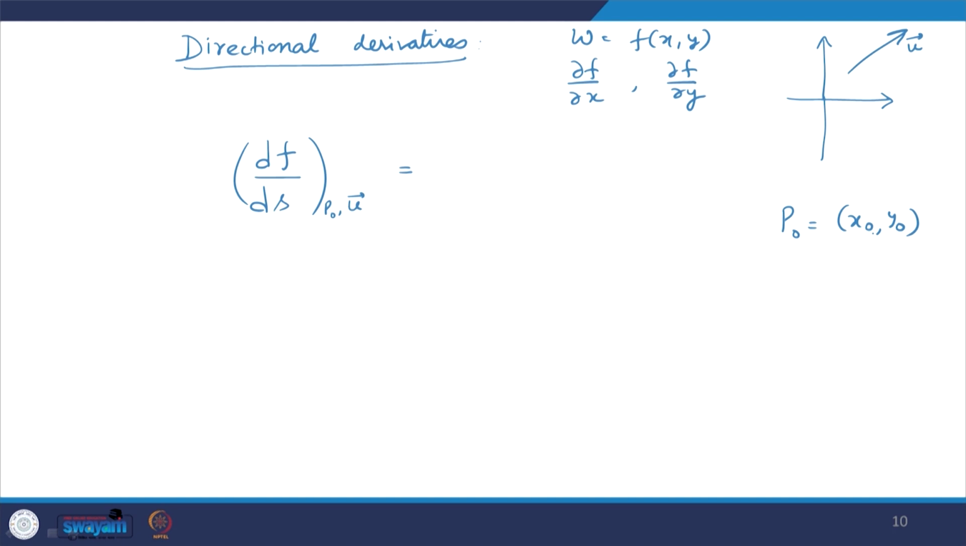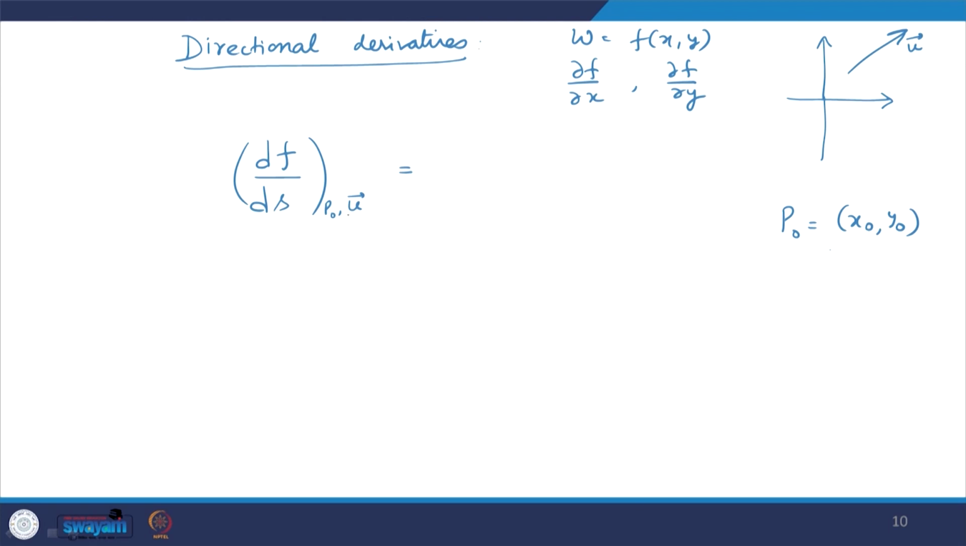Here I am taking a function of two variables; in the same way I can extend the concept to a function of n variables also. So I am taking a fixed point p₀ as (x₀, y₀) and u is a direction, u is given as u₁i + u₂j, where u is a unit vector, that means |u| is 1.